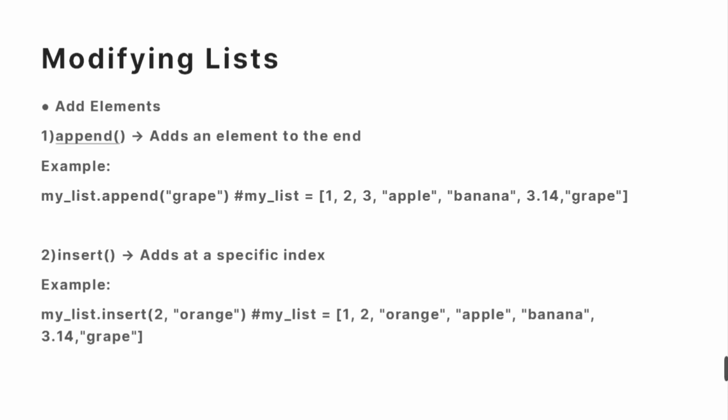First one is append, which will add the element at the end of the list. In this example you can see my_list.append of grape. After printing this list, the output will be 1, 2, 3, apple, banana, 3.14, and then at the end it will add grape, so the output is like this.